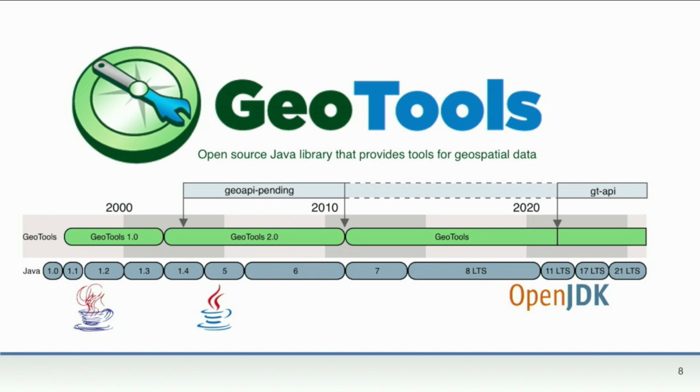GeoTools is one of the oldest GIS projects around. It started way back in the 90s, I think like 95 or something, and we've marched through different versions of Java, GeoTools 1, GeoServer, GeoTools 2, and then finally we renamed it as GeoTools in the 2010s.